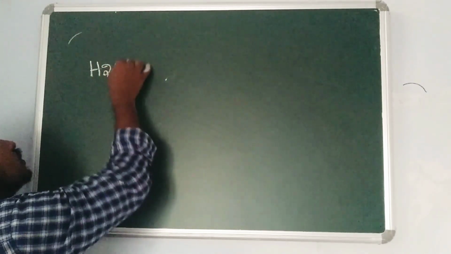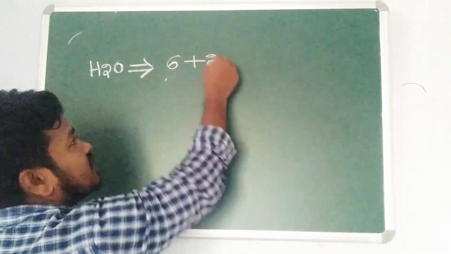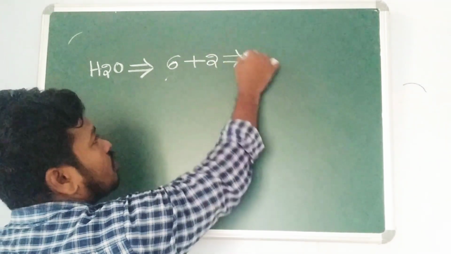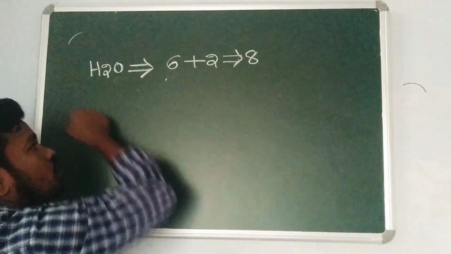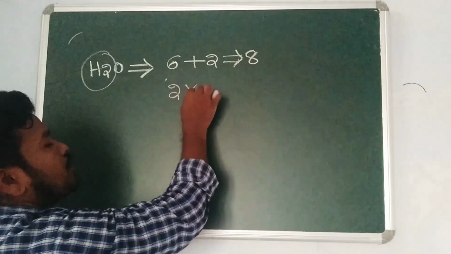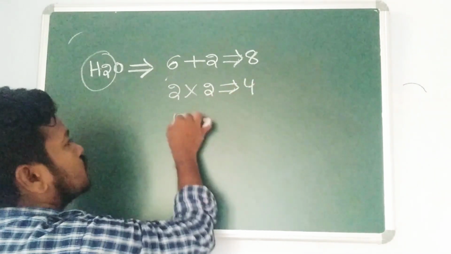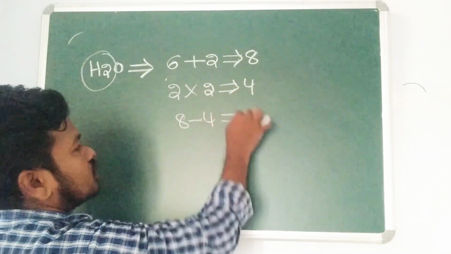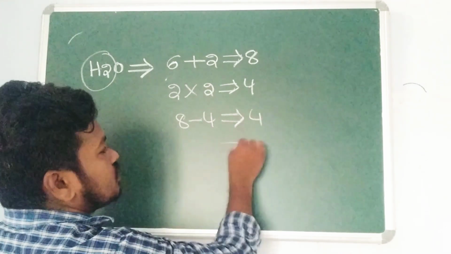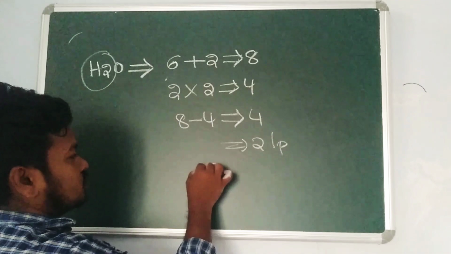H2O. Oxygen has 6 valence electrons and hydrogen has 2 valence electrons, so the total is 8 valence electrons present in the H2O molecule. Since hydrogen is there, you multiply the number of hydrogens by 2, so the total is 4. So 8 minus 4 is equal to 4, which is nothing but 2 lone pairs. You can see this in the structure also.